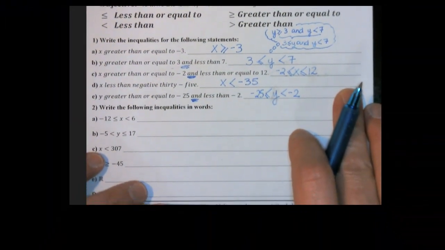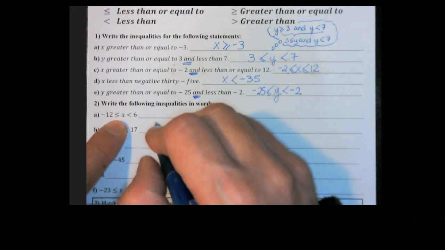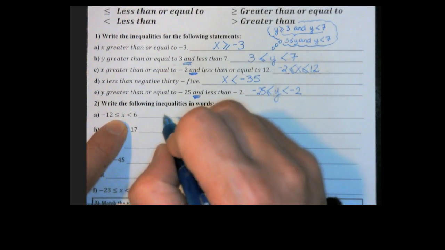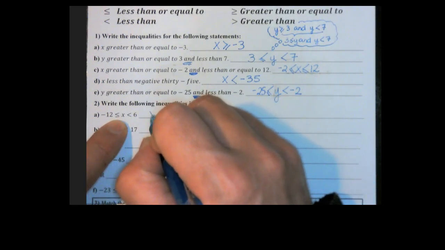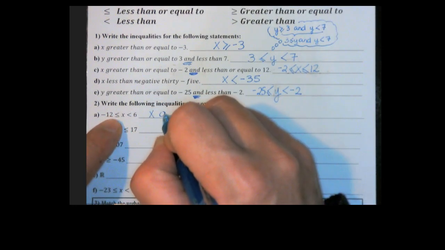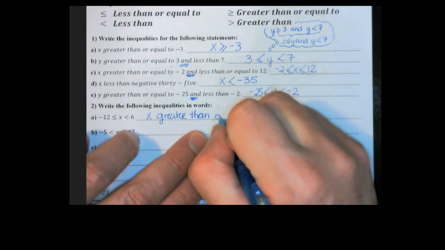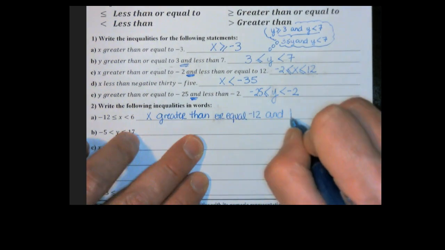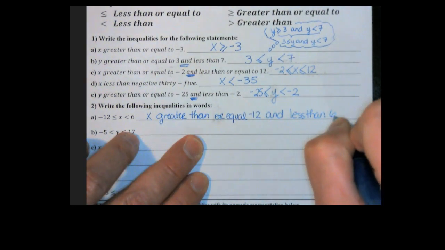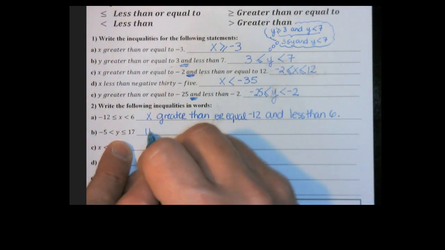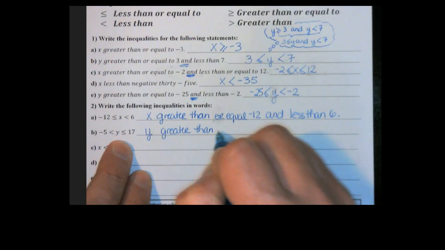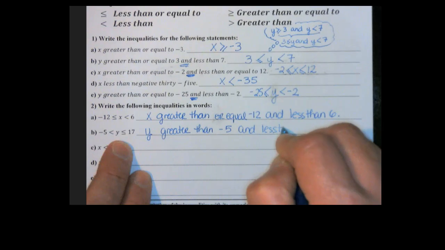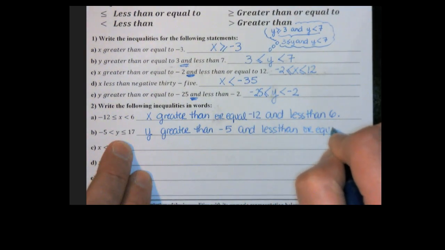All right, let's take a look over here. Here I have an interval. So we know it's going to have the word and. So basically you start with the letter x, and you say greater than or equal to -12 and less than 6. Again, here y greater than -5 and less than or equal to 17.